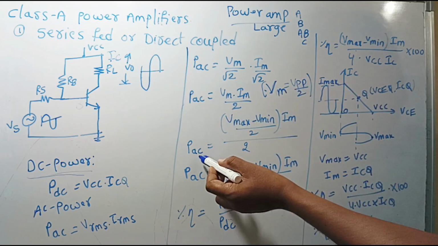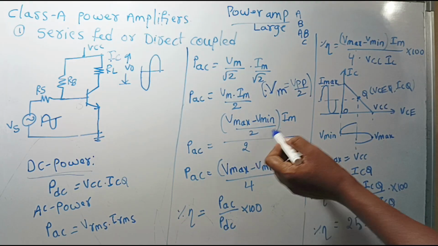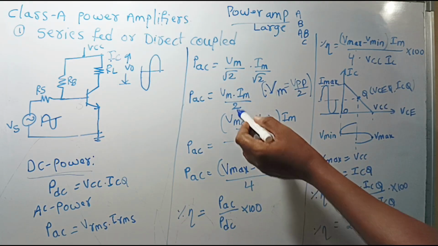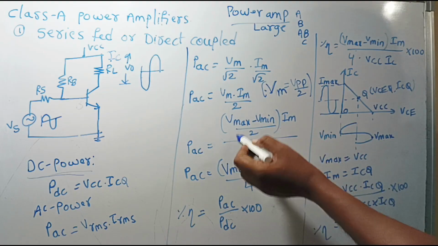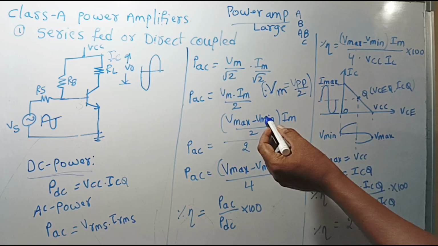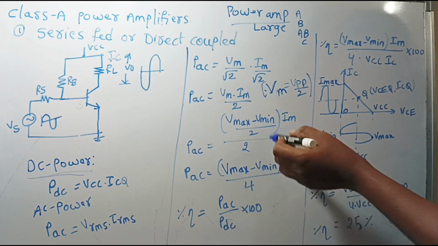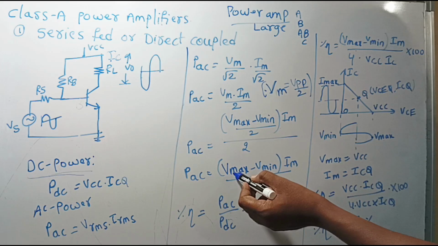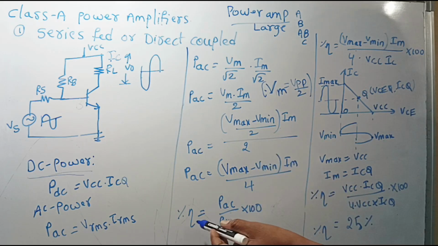Then PAC is again Vm, which is V maximum minus V minimum by 2, into Im by 2. This is Vm, this is Im, and in the formula we have 2. Then PAC is V maximum minus V minimum into Im by 2 into 2, which is 4. So PAC is V maximum minus V minimum into Im by 4.